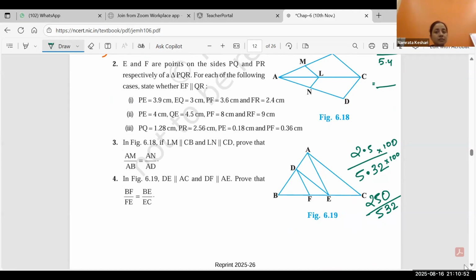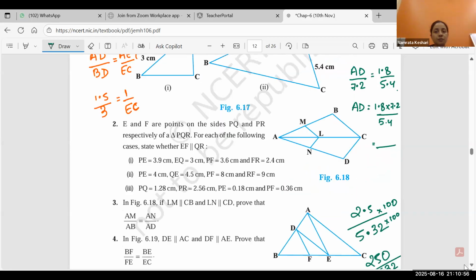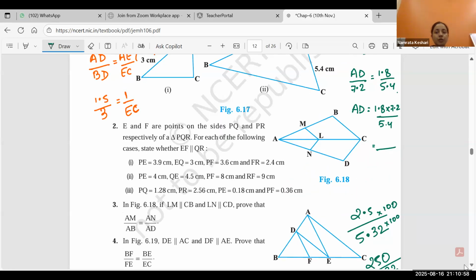Is it clear? Got an answer. Yeah, what is the answer? I got AD as 2.4. 2.4, let's check it. So here also we will multiply 100 in the numerator, 100 in the denominator. In the numerator, all the decimal is gone. In the denominator, it will be 540. One extra zero is okay. 18, 3 times 54, 30.